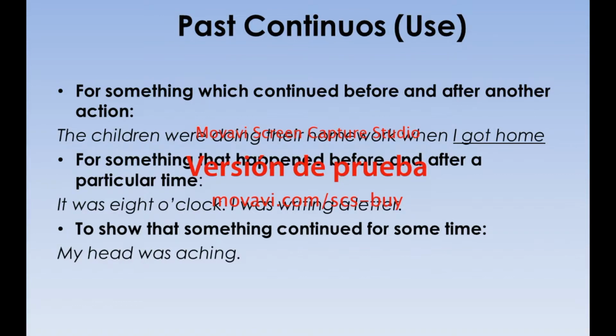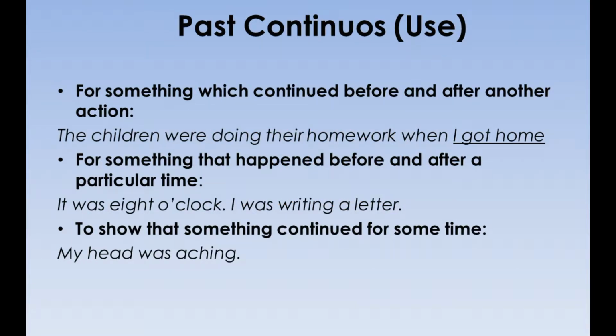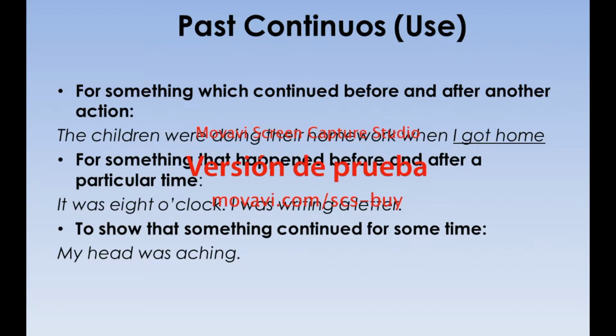Past continuous use. We use the past continuous for something which continued before and after another action. One example of this is: the children were doing their homework when I got home. We use the past continuous when we put -ing at the end of the verb, like doing. Another use is for something that happened before and after a particular time, and the example is: it was 8 o'clock, I was writing a letter. And then is to show that something continued for some time. For example, my head was aching.